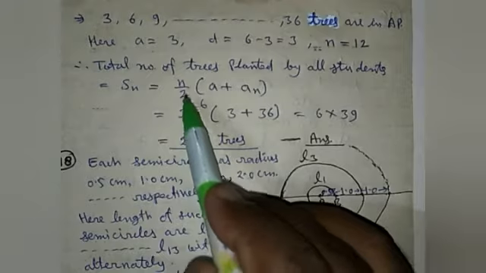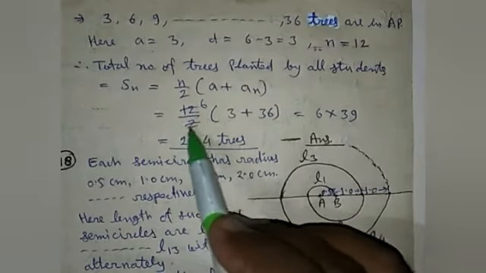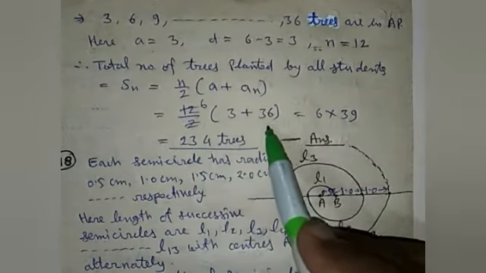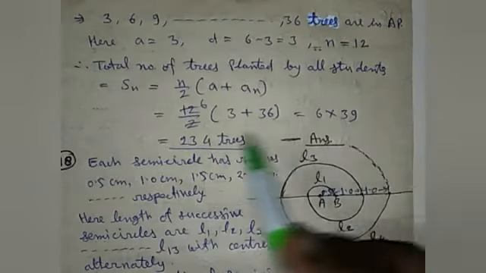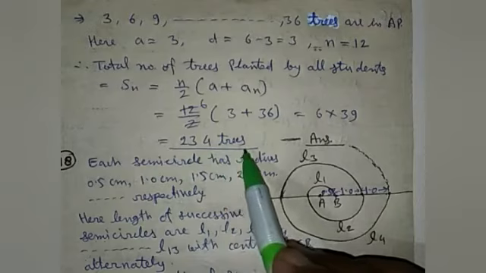Here n is equal to 12. So it is 12 divided by 2 into bracket 3 plus 36, which will give 6 into 36 plus 3, 39, and it is equal to 234 trees.